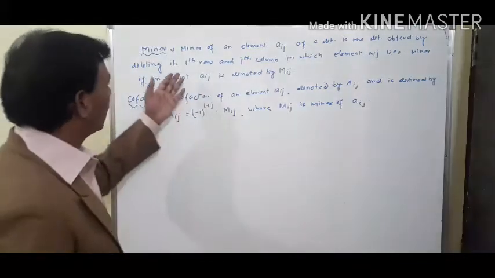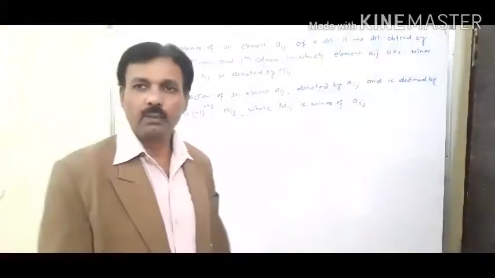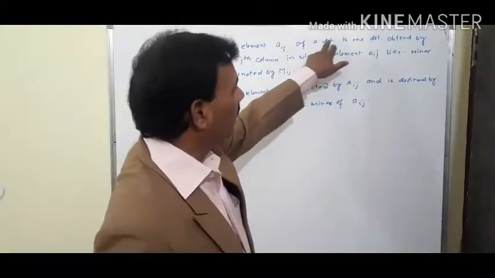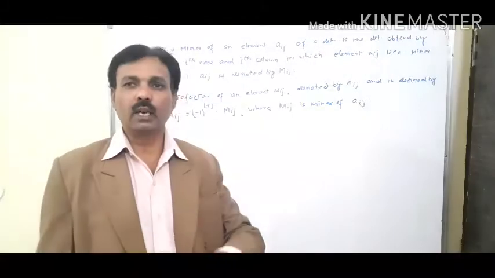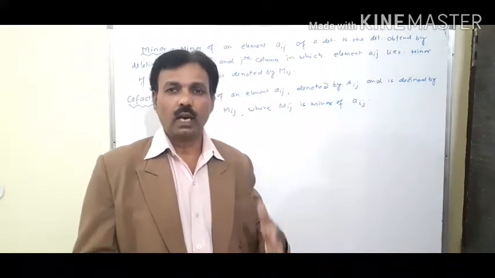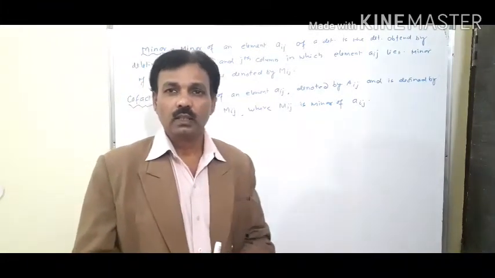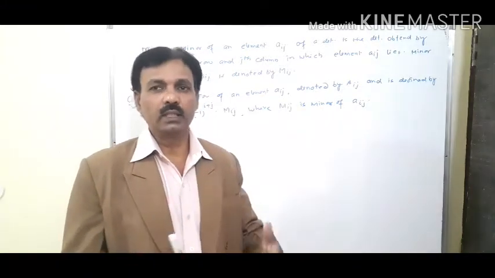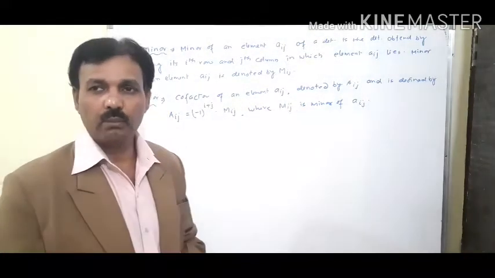Here you can see the minor of an element aij. Aij means the element of the ith row and jth column of a determinant. The minor is the determinant obtained by deleting all elements of the ith row and jth column. If we delete all elements of the ith row and jth column from that determinant, then the remaining determinant is known as the minor of that element, and this is denoted by Mij.